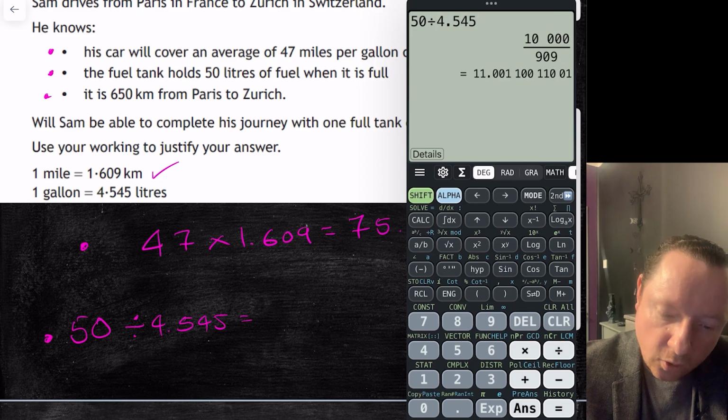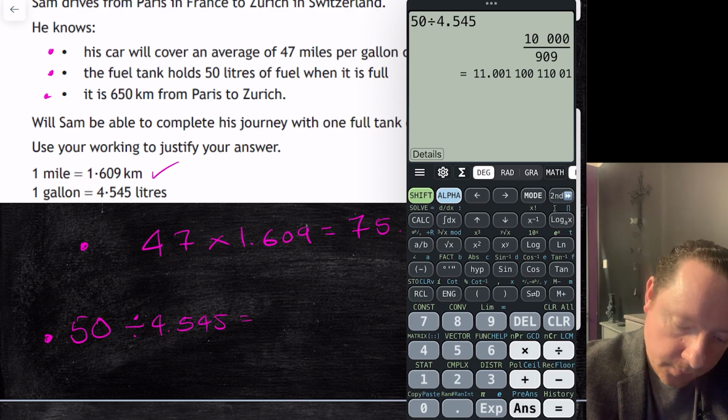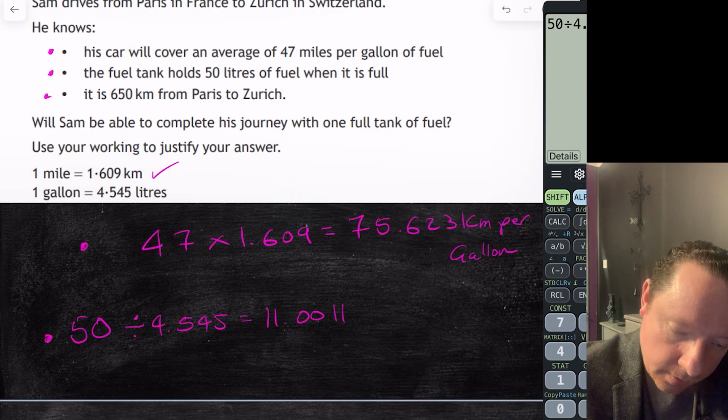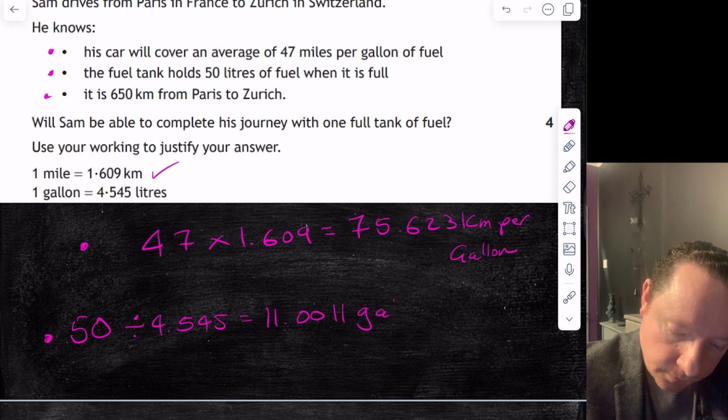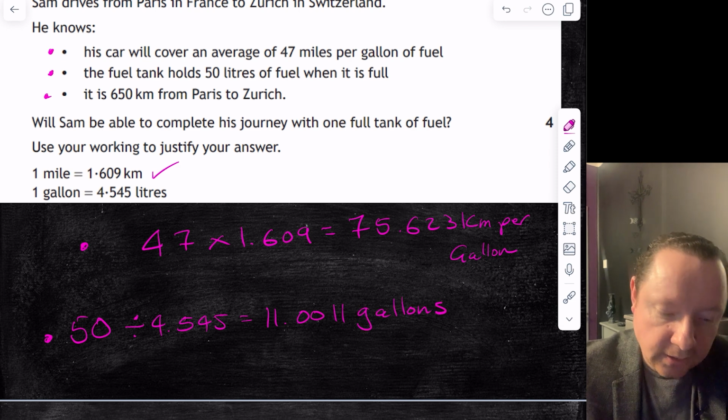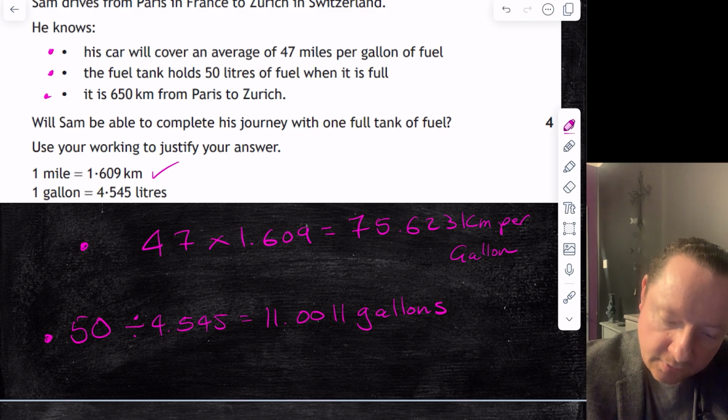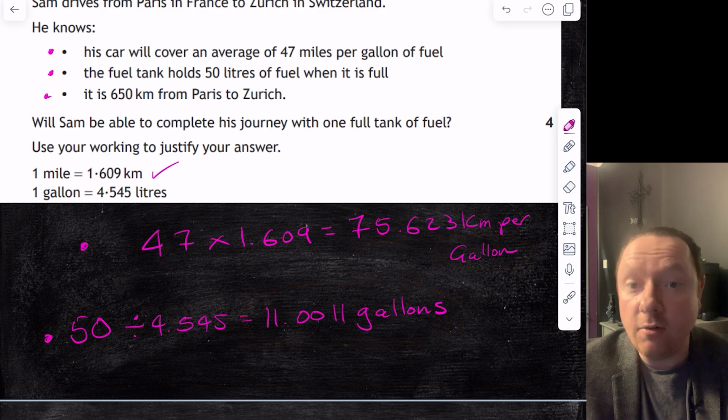So that's 11.0011 gallons. It now says it's 650 kilometres from Paris to Zurich, where I know I get 75.623 kilometres for every gallon, and that's how many gallons I've got. So I just times them together to see how far I get.